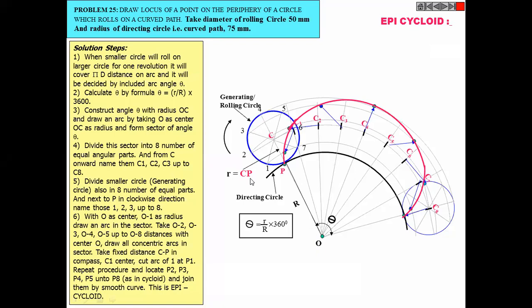Sir, which diameter? Diameter is given here, dear. See here, what is this? 50 mm diameter. The circle's diameter is 50 mm. It is given. Understand? And sir, directing circle 75 mm.